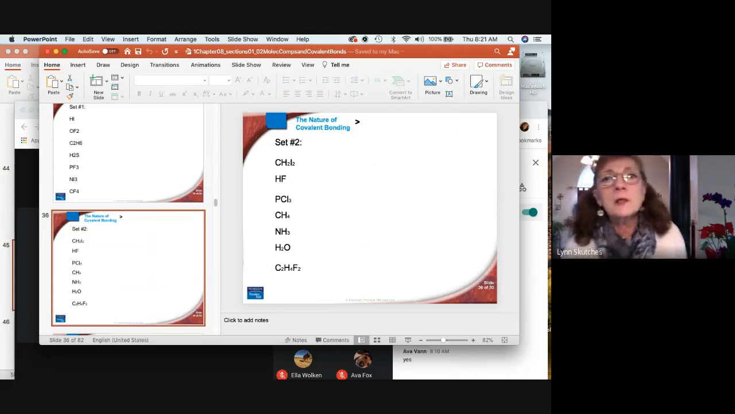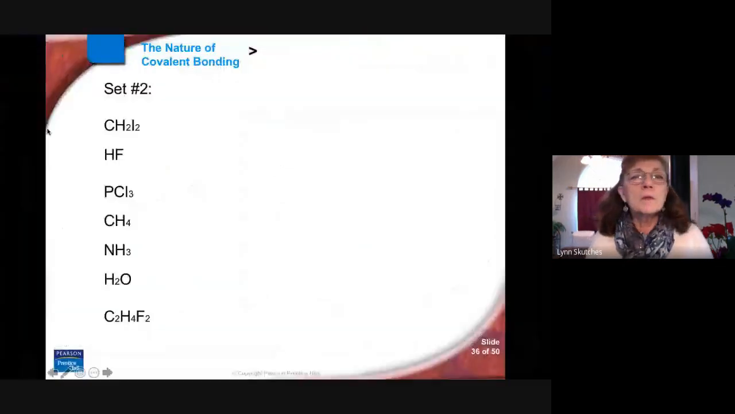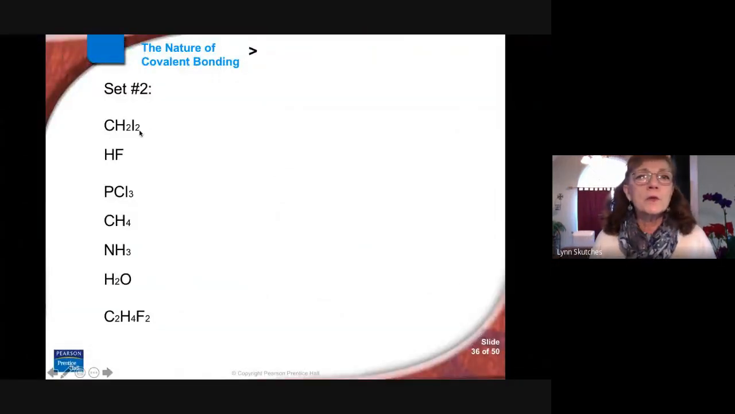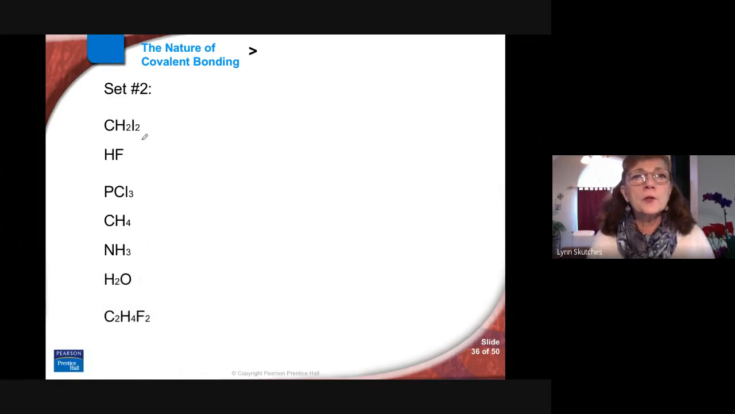So in set number 2, there's carbon, and some people were confused about this. So carbon, again, is going to have 4 valence electrons. Each of the hydrogens only has 1. And then each of the iodines is going to have 7.